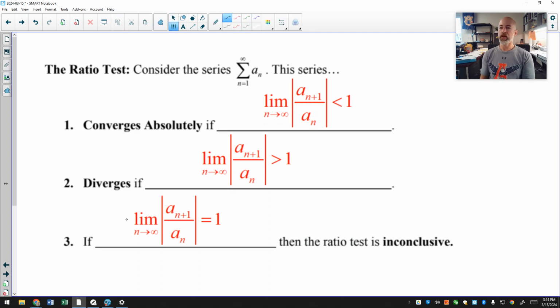And this is just a quick reminder of the ratio test: do the limit as n goes to infinity of the n plus first term over the nth term. And you see if you get less than 1 means converge, greater than 1 means diverge. And if it equals 1, that is inconclusive, and you have to go to a second test.